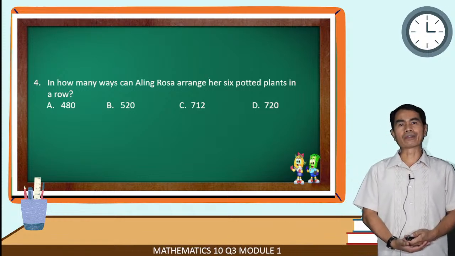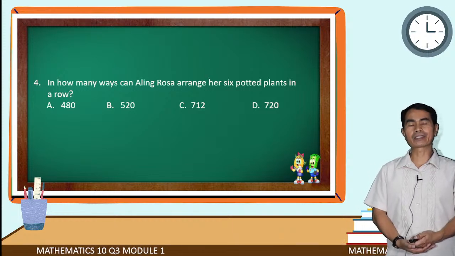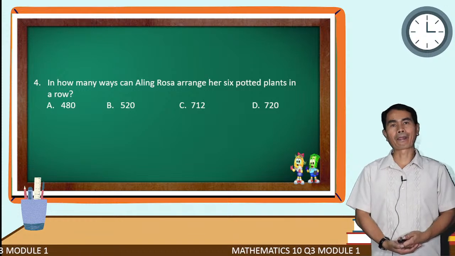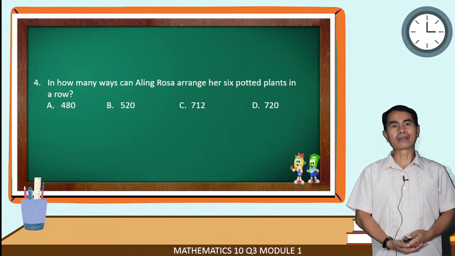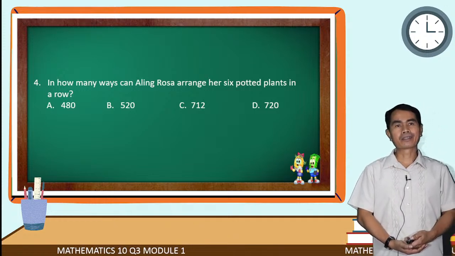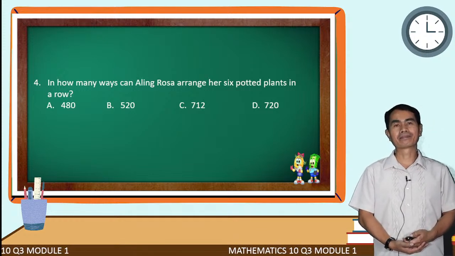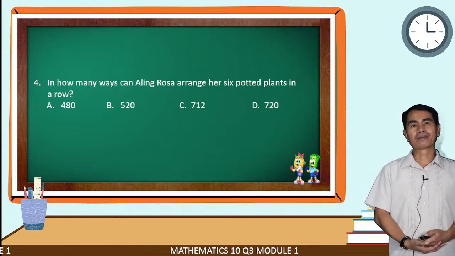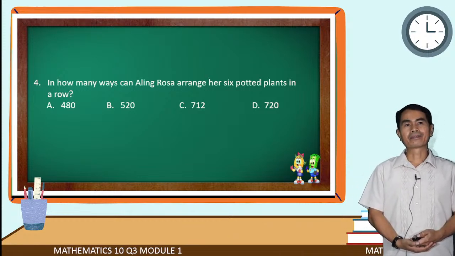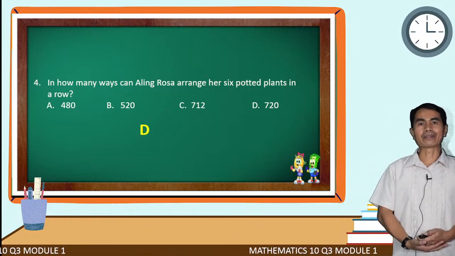Fourth question. In how many ways can Aling Rosa arrange her 6 potted plants in a row? Is it letter A, 480, B, 520, is it letter C, 712, or letter D, 720? Okay, what is your answer? If your answer is letter D, then you are right. So it's 720.